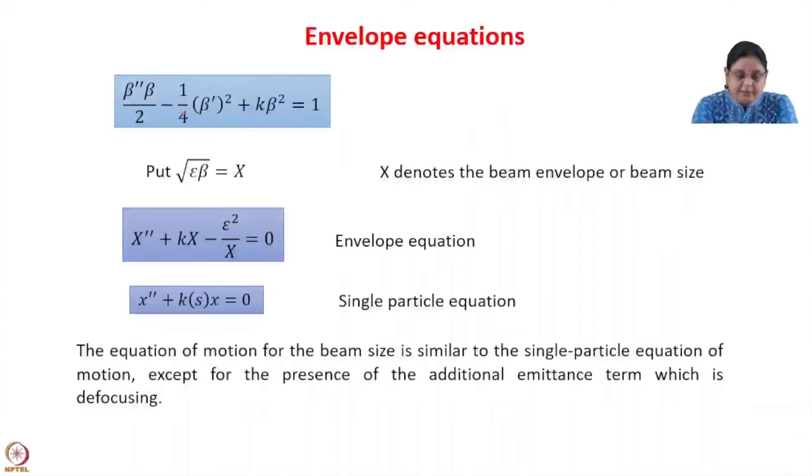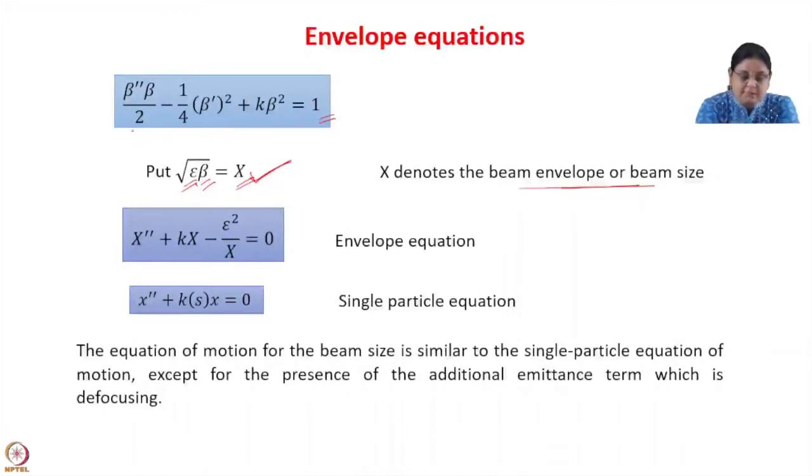Now we had derived this expression from Hill's equation. So we have beta double prime beta by 2 minus 1 by 4 beta prime squared plus k beta squared is equal to 1. Now let us put square root of epsilon beta equal to capital X, where X is now the beam envelope or the beam size. We have seen that the beam envelope or the beam size is defined by both the constant of motion epsilon of the outermost ellipse and beta. So here let's put square root of epsilon beta equal to capital X.